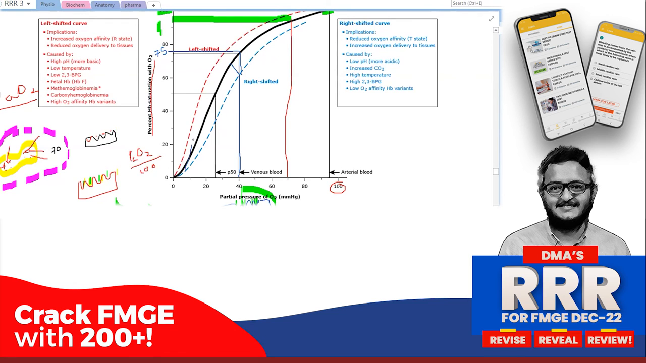This graph is like this. What does the graph say? The higher the slope is there, the more hemoglobin is keeping that oxygen with it. Now, what is going to happen?